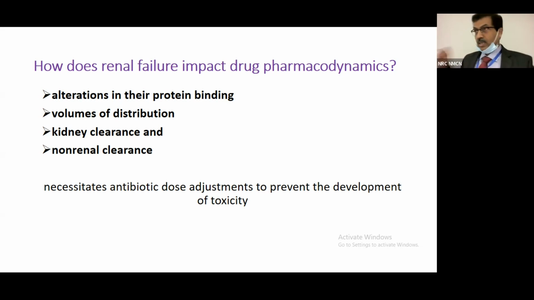And non-renal clearance. When the drug is not eliminated through the kidney, from where is it eliminated from the body? If kidney function is less, is the liver able to compensate for that metabolism? That is also an important consideration. So we have to understand the pharmacokinetics and pharmacodynamics of any antibiotic or any drug when you are writing these drugs for a patient who has renal impairment.